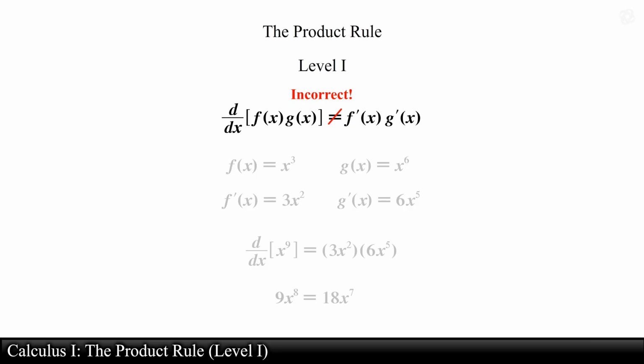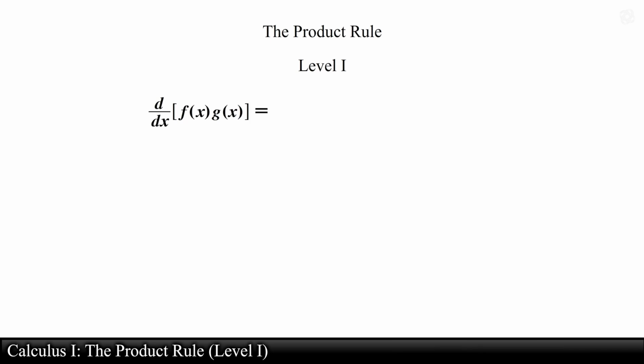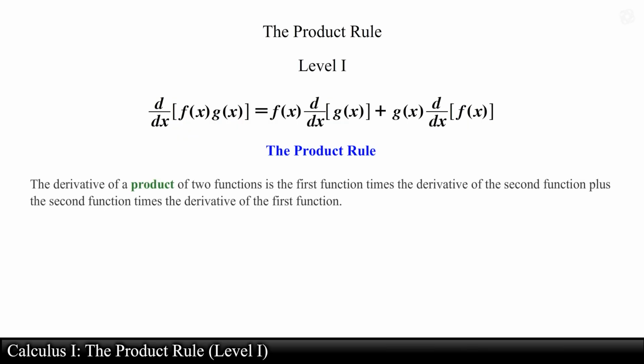It turns out that in order to find the derivative of functions formed by multiplication, we have to make use of the product rule. The product rule says that the derivative of a product of two functions is the first function times the derivative of the second function, plus the second function times the derivative of the first function. In prime notation, the product rule can be written as the derivative of f times g equals f times g prime plus g times f prime.